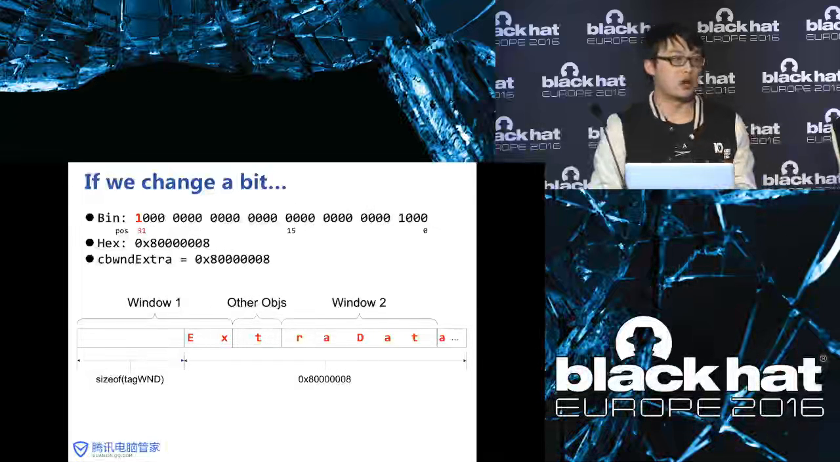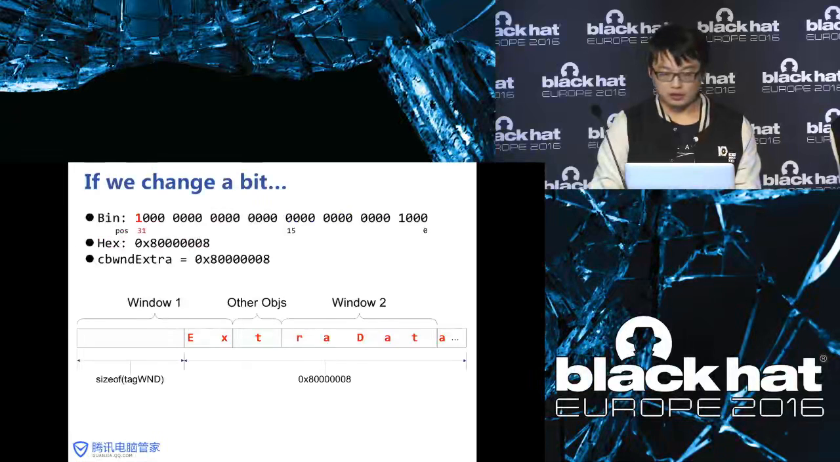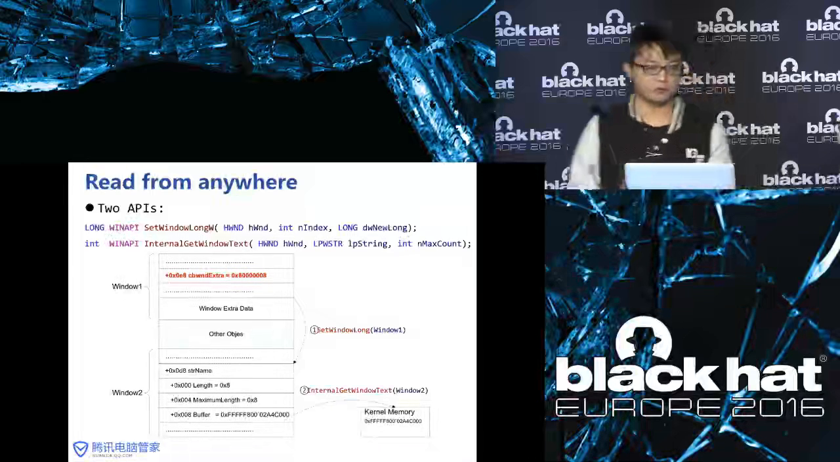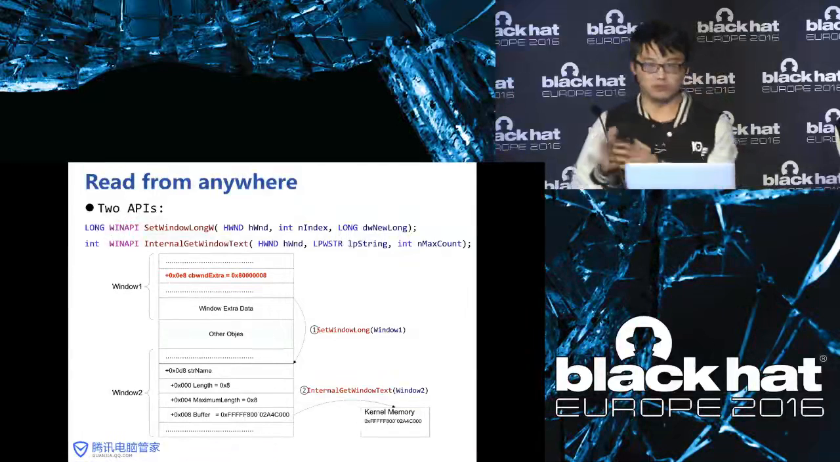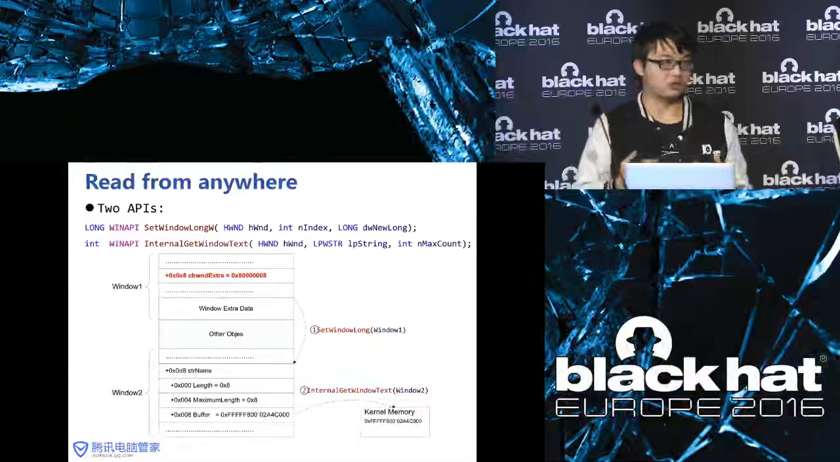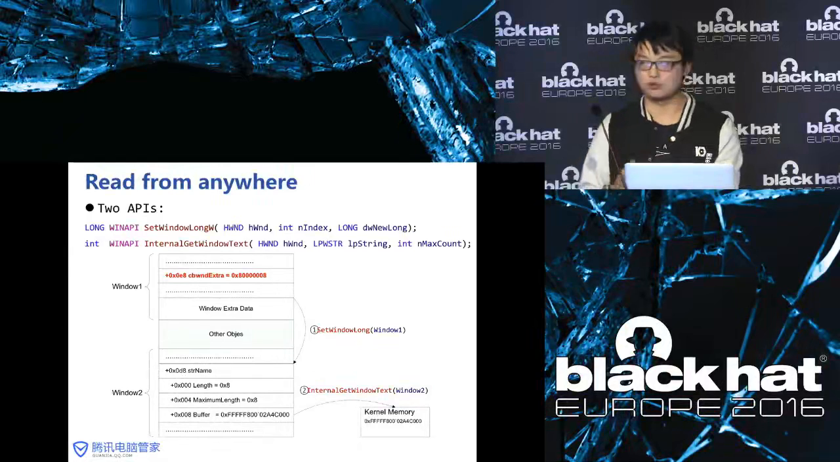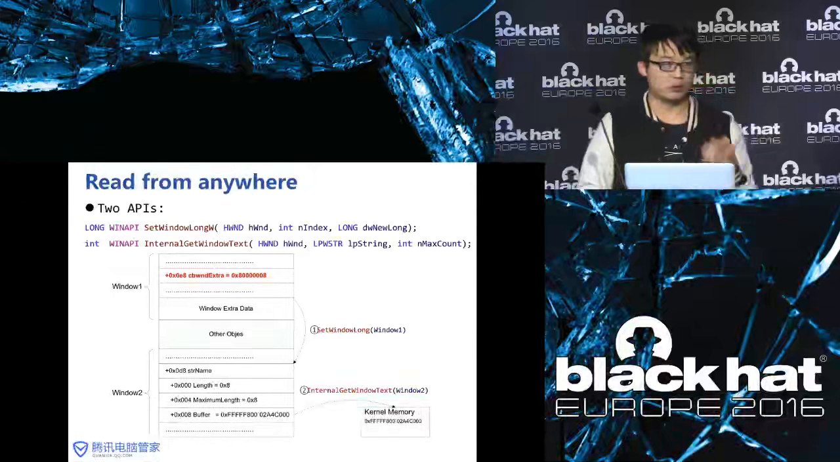We can change it to whatever we want. We can change the data for our future exploitation. So how can we read from the kernel space? Since we have now changed the window extra data size from 8 bytes to 2 gigabytes, that means window 2 is probably modified to be part of the extra data of window 1.